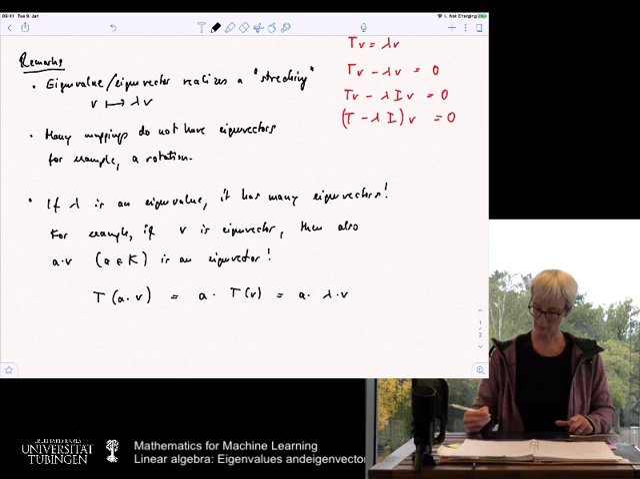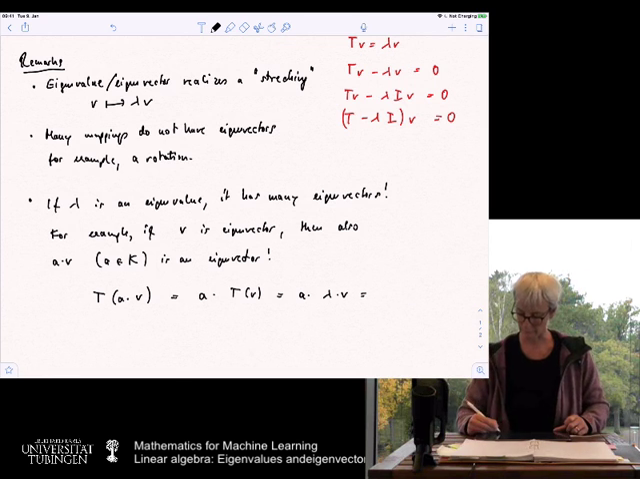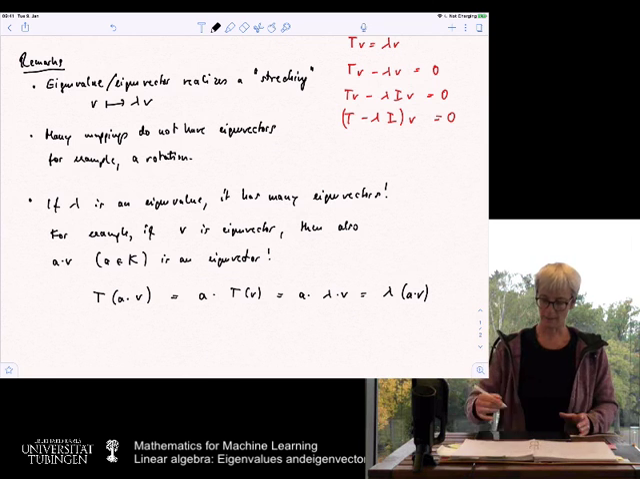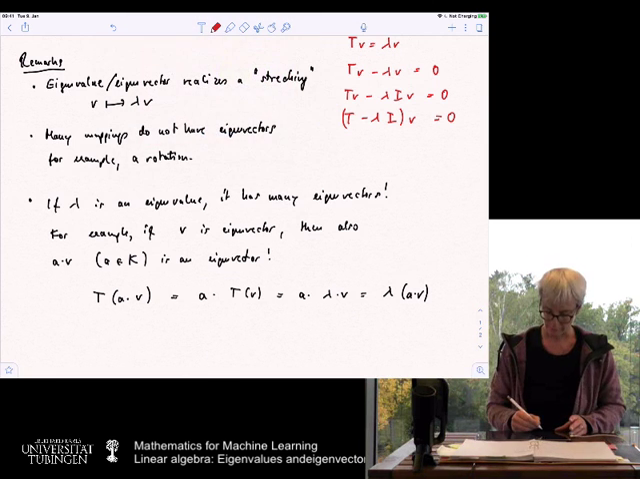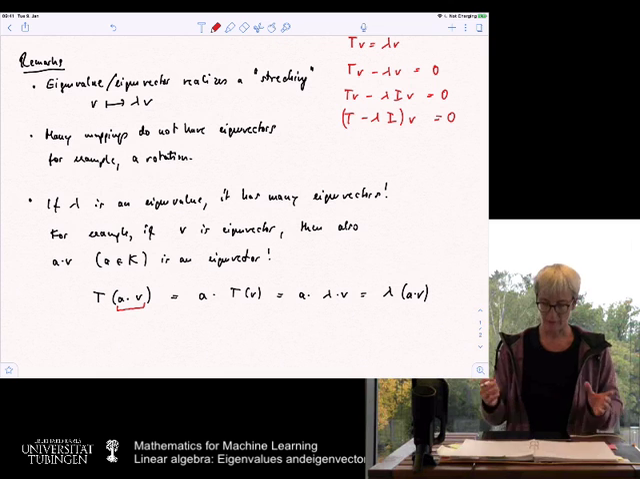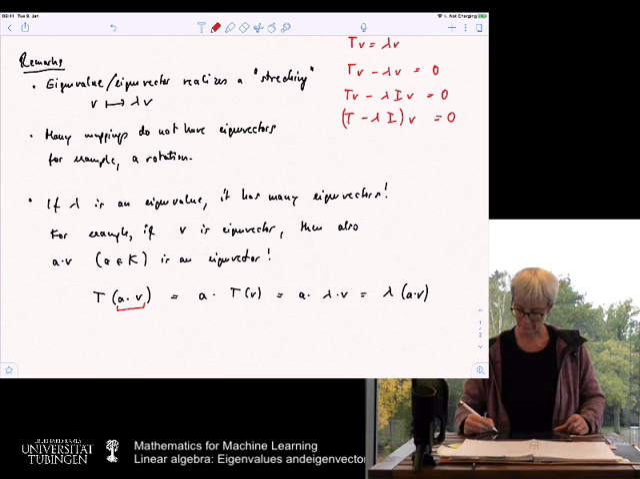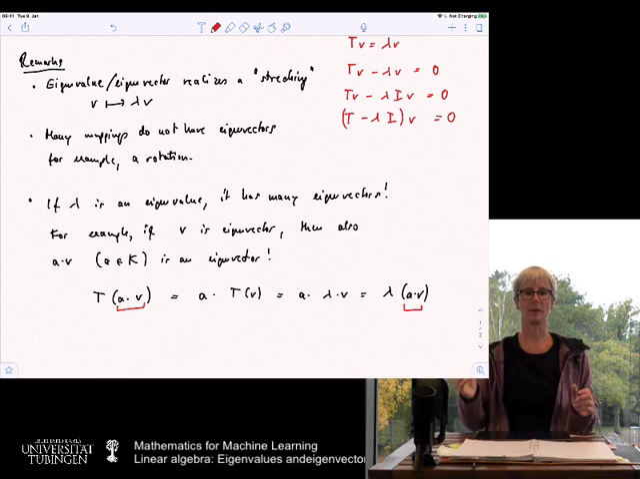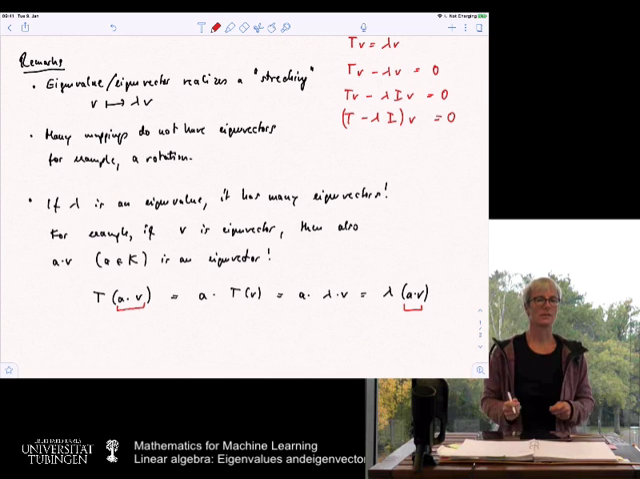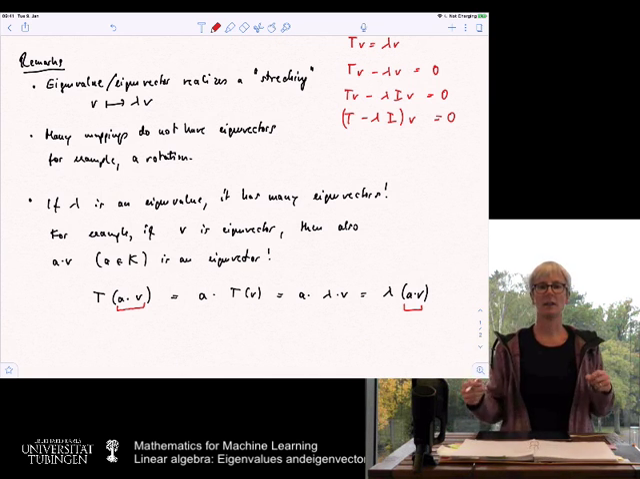We already know that T of v is lambda times v, and I can reorder this. This is the same as lambda times a times v. So we see that T of a times v is the same as lambda a times v. So again, we stretch the vector by a factor of lambda. So whenever we have an eigenvector, any scalar multiple of this vector is also an eigenvector.